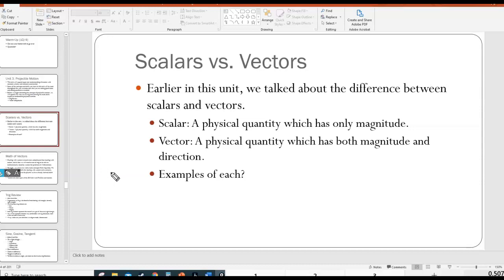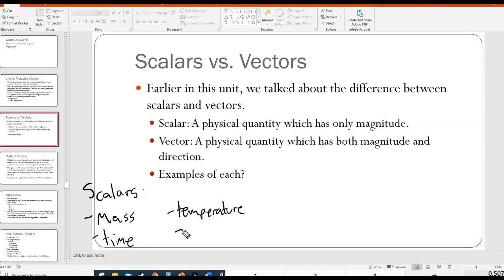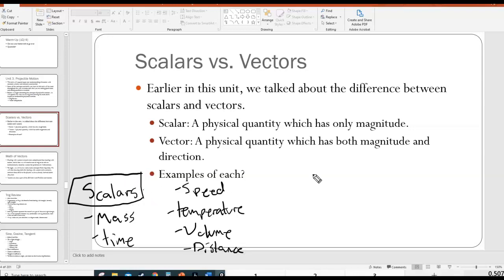And so examples of scalars, and again we've talked about this before, could include mass, or time, or temperature, or volume. Speed is a scalar. Distance is a scalar. There's way more scalars and vectors in physics. Okay, so those are some examples of scalars.